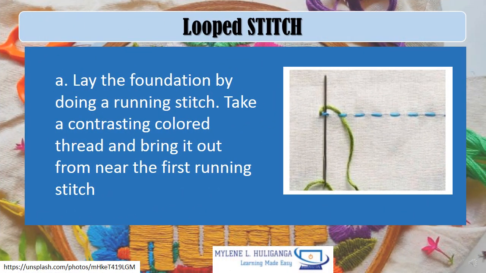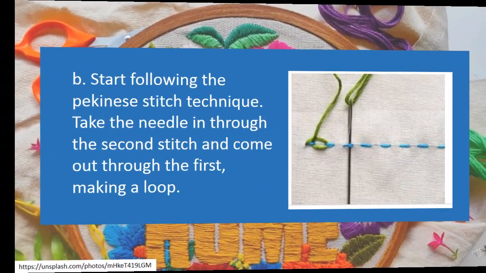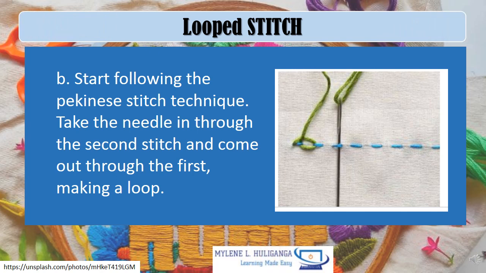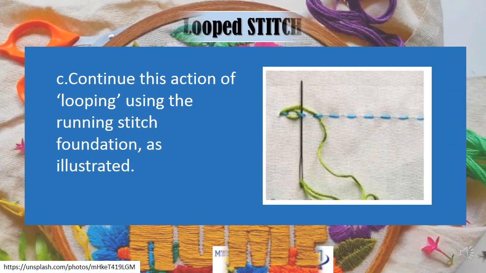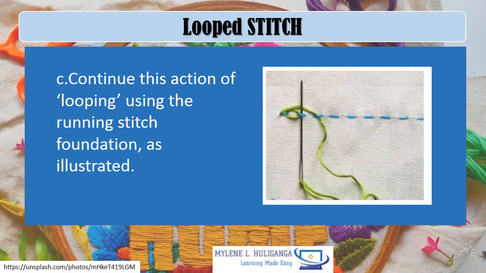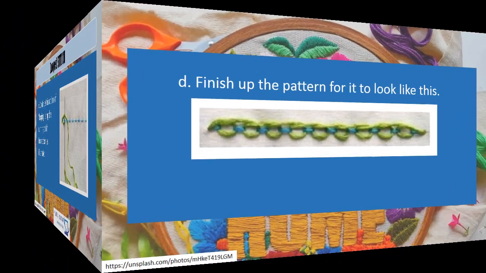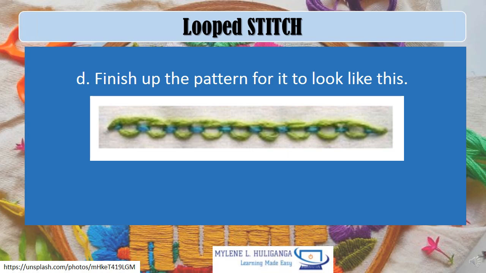Loop stitch. Lay the foundation by doing a rounding stitch. Take a contrasting colored thread and bring it out from near the first running stitch. Start following the bikini stitch technique. Take the needle in through the second stitch and come out through the first, making a loop. Continue this action of looping using the running stitch foundation as illustrated. Finish up the pattern for it to look like this.